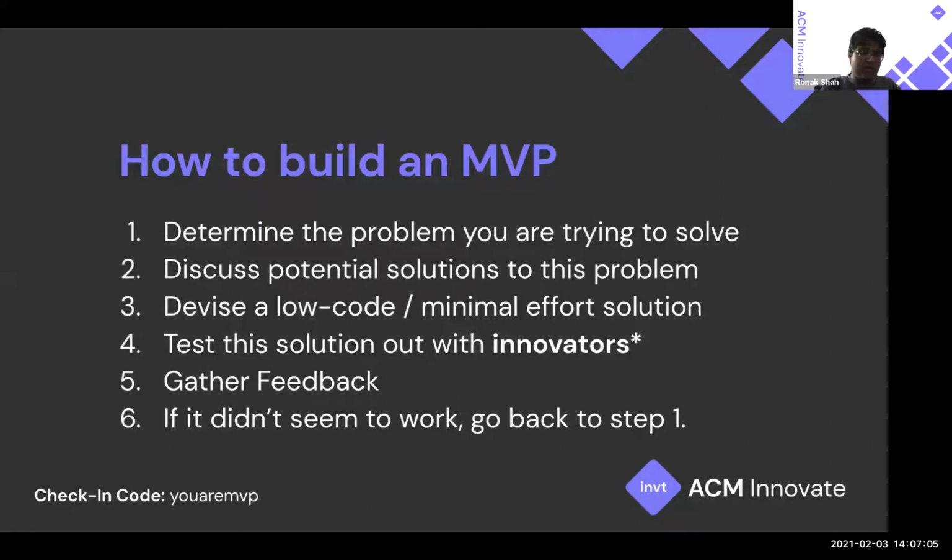And now that you have a low code minimal solution, my low code minimal solution for my restaurant idea is just setting up a lemonade stand, but instead of selling lemonade, I'm going to sell Indian food. And then I'm going to test the solution out with innovators. I'll get to what that means in a second. And then we'll gather feedback from these innovators or whoever we're testing it out with. And if it doesn't seem to work, we'll go back to step one. And if it did work, great. We can now iterate on this idea and move a little bit more.